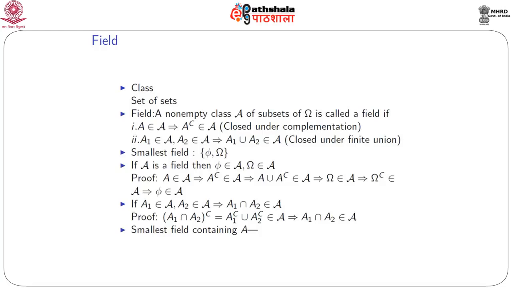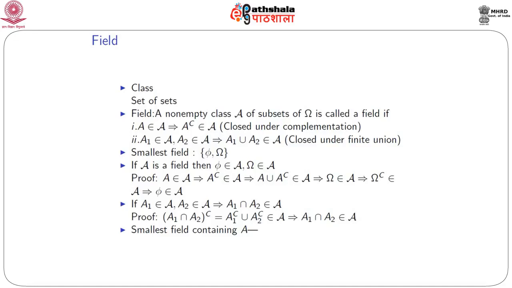Then we define a field. A field is a non-empty class. We denote it as script A, which is a class of subsets of omega, the universal set. We call this a field if it satisfies two conditions. The first condition is closed under complementation. That means if A belongs to script A, that implies its complement, A complement, will also belong to script A. We call this property closed under complementation.